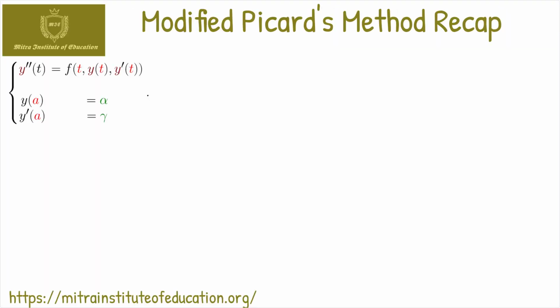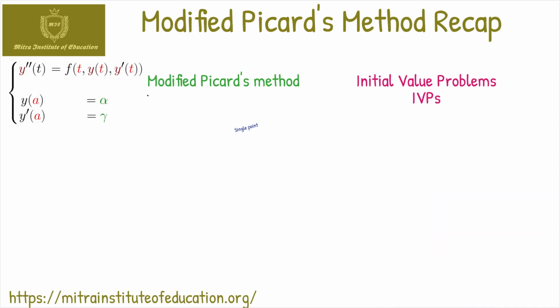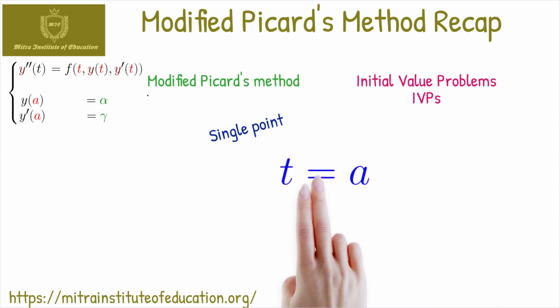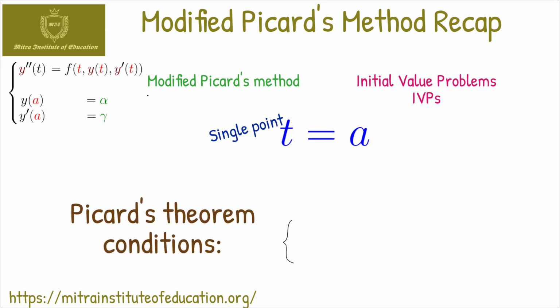The modified Picard's method is specifically designed to solve initial value problems, where all conditions are given at a single point. This method works effectively, provided that the function f satisfies the conditions outlined in Picard's theorem, ensuring that the solution exists and is unique.